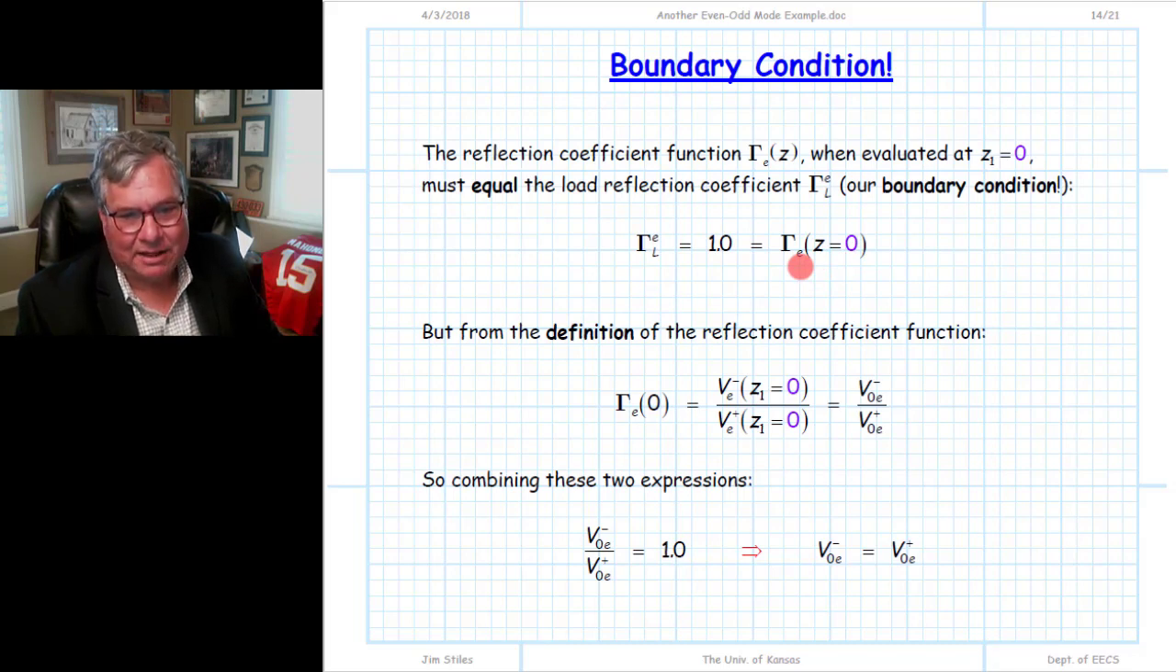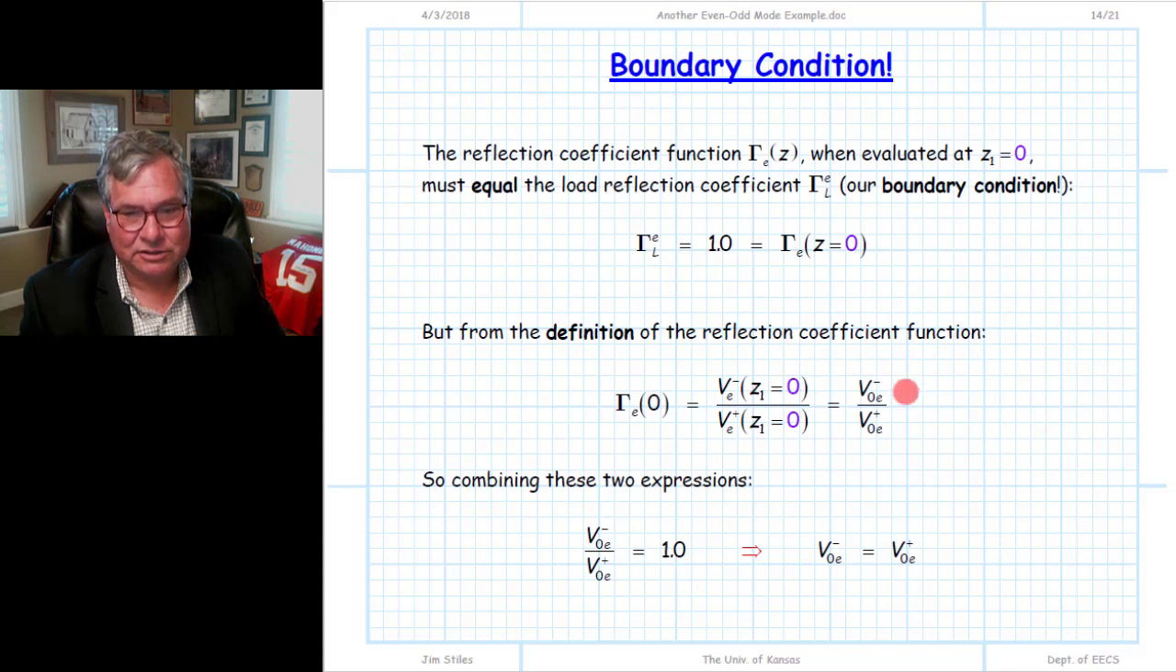So if we evaluate the reflection coefficient at z equal to 0, remember the reflection coefficient function is the minus wave voltage divided by the plus wave voltage, and so we're evaluating each of them at z equal to 0. But we know that by definition the value of the minus wave voltage at z equal to 0 is V0 minus. Again, that's what those wave amplitudes tell us. The V means it's the voltage, the V minus means it's the minus wave voltage, and the V0 minus tells us it's the minus wave voltage at z equal to 0.